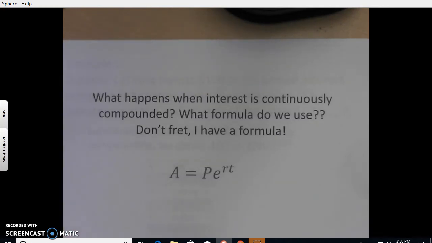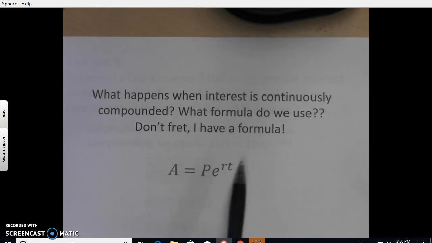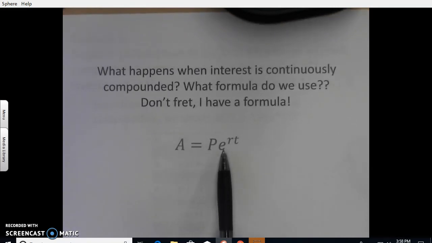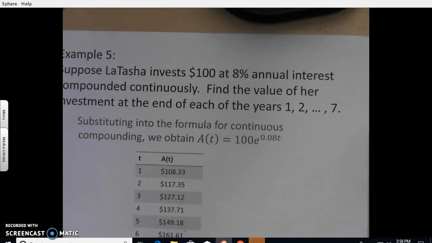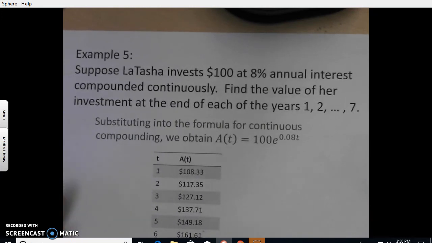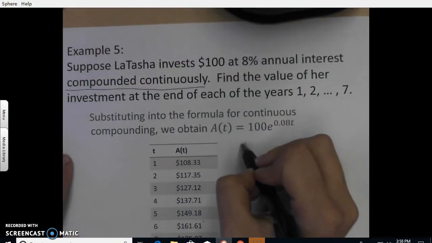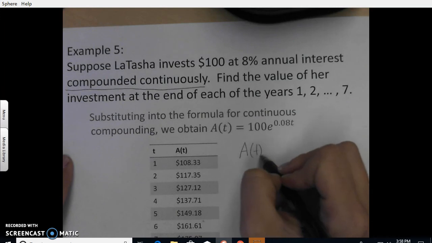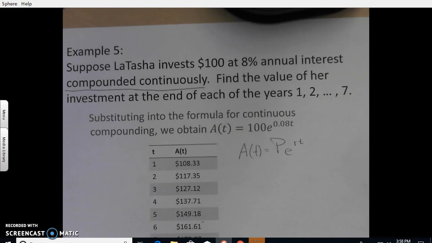And then what happens when interest is continuously compounded? We are going to use A is equal to P times e to the RT power, where e is our base of our natural log. So, suppose Latasha invests $100 at 8% annual interest compounded continuously. As soon as you see the words compounded continuously, you know that we need to use A of t is equal to P times e to the RT power.